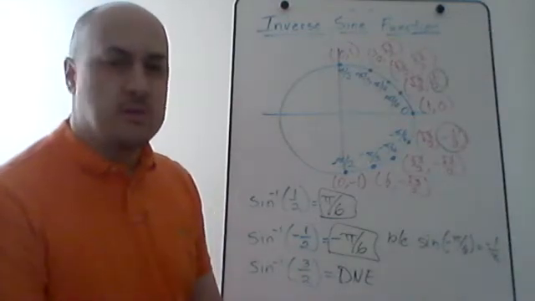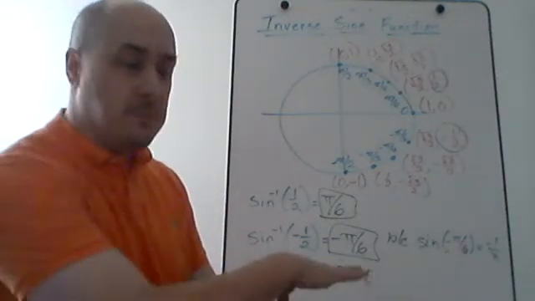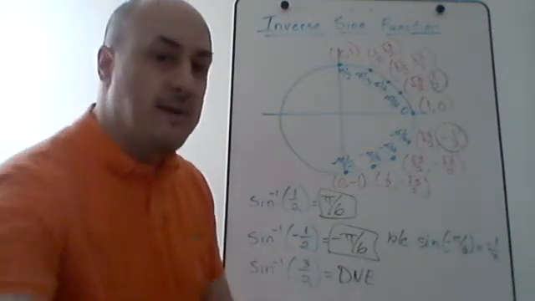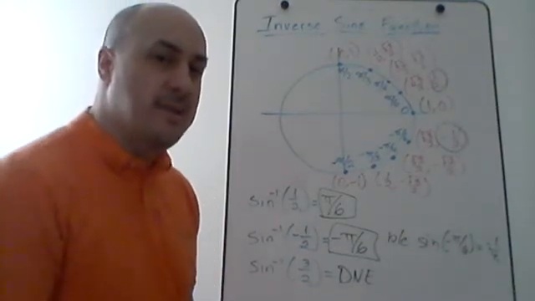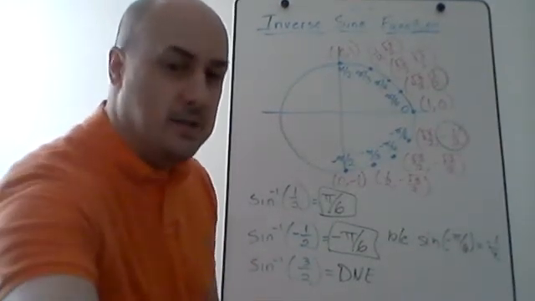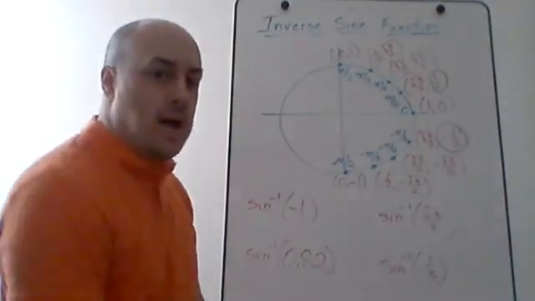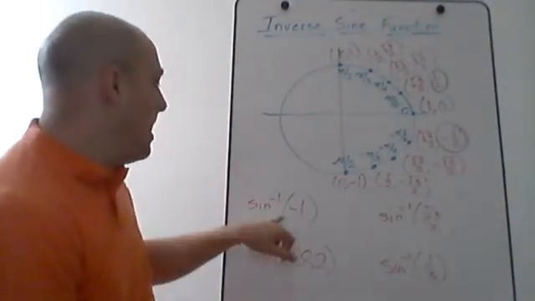I'm going to pause this. We still have a few minutes here. I'm going to pause it and put up a couple more examples where we do some more evaluating inverse sine functions. The more of these you see, the easier it becomes to figure out what they are. A couple more examples we'll go through real quick. We have sine inverse of -1.